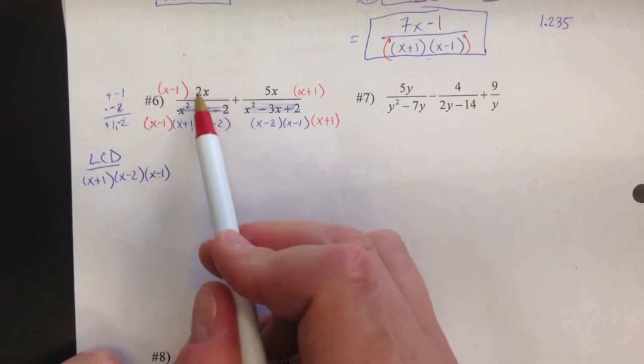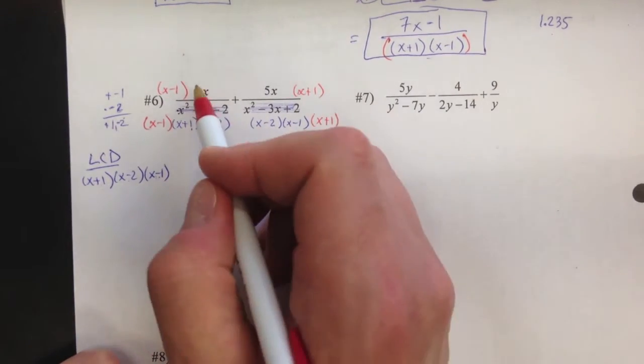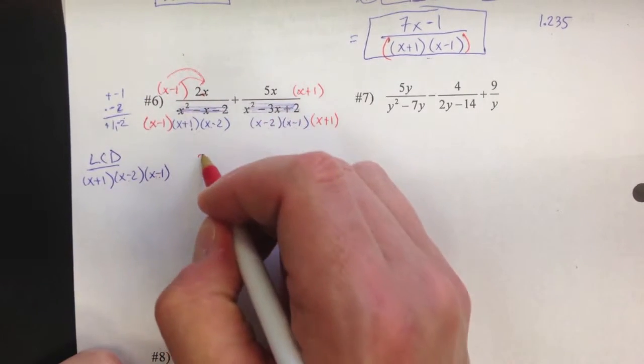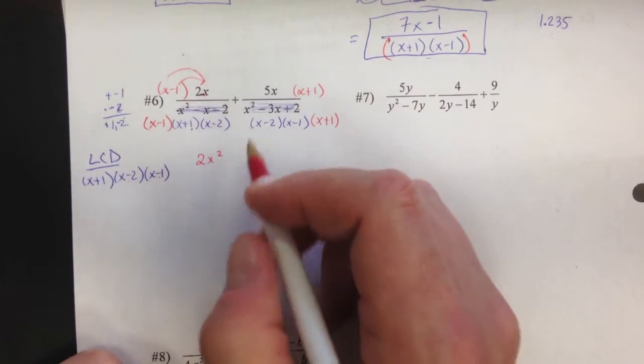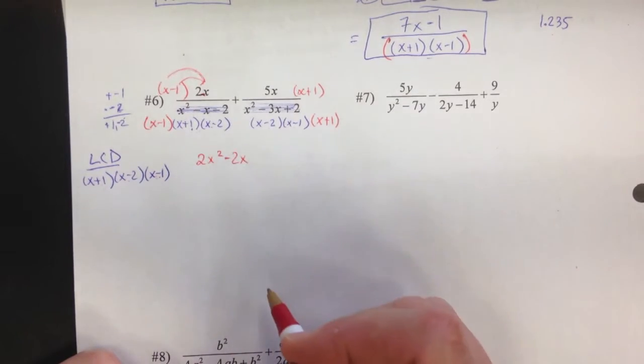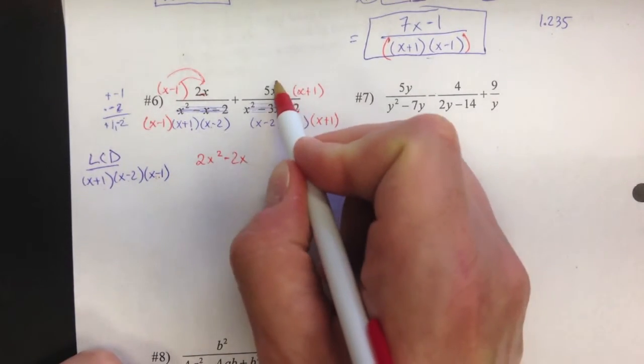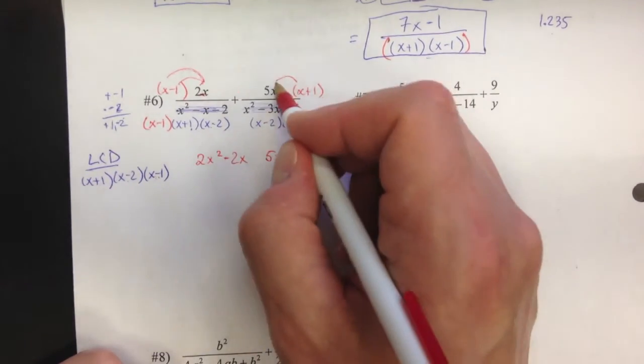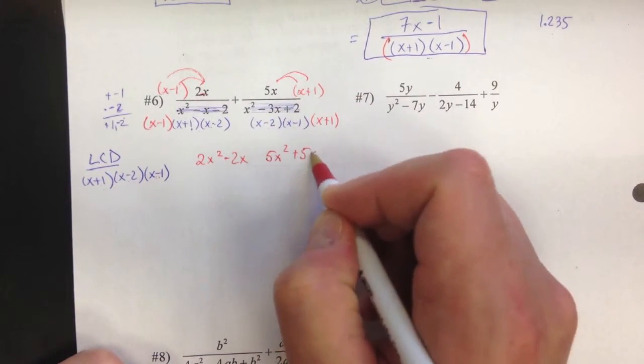Okay, so what happens here is I'm going to distribute the 2x. So we'll get 2x times x is 2x squared, and then 2x times negative 1 is minus 2x. And then over here, this is 5x times x is 5x squared, and 5x times 1 is plus 5x.